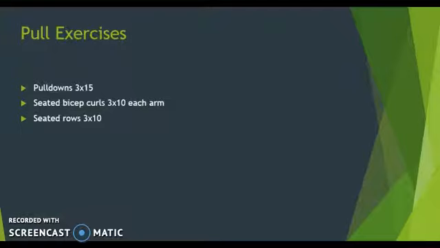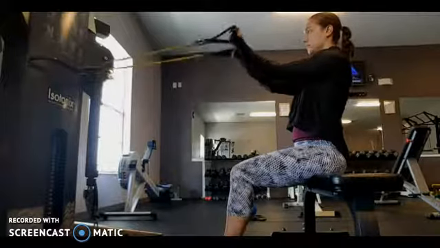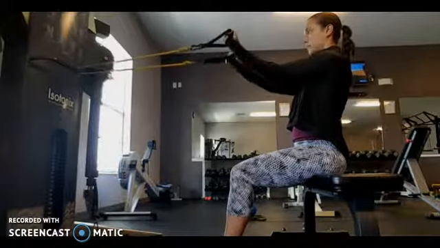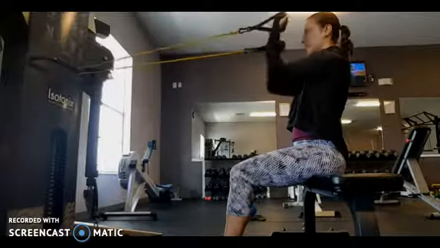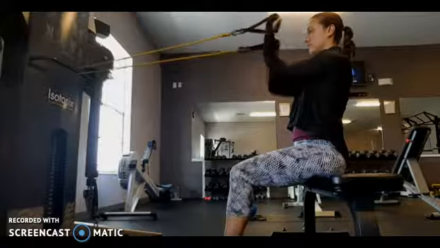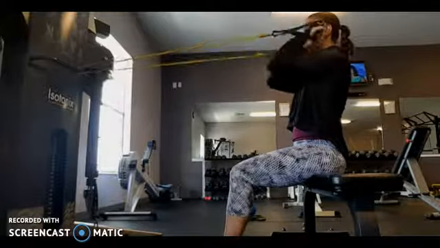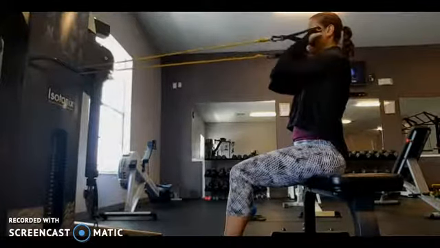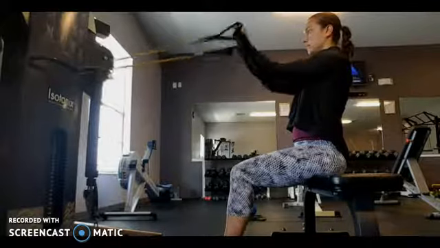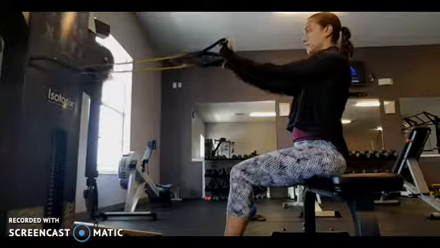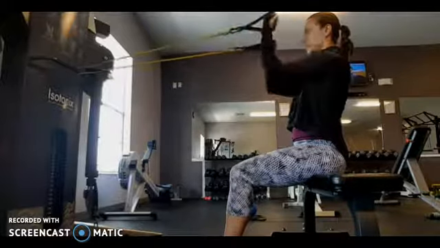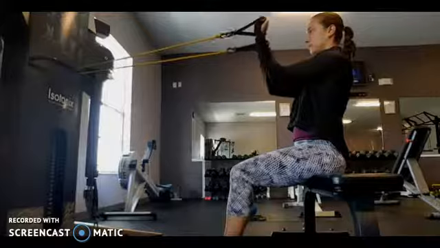Next up on the list for our pull exercises, we have our seated bicep curls, 3 sets of 10 each arm. Here we have a woman performing the seated bicep curls. You see, just like with the triceps, she's keeping her shoulders still and her elbows in the same place, very stable and having a lot of contraction. We can set up stable bars throughout the house with any of these exercises in order to keep the bands stable and allow the patient to have a good workout.